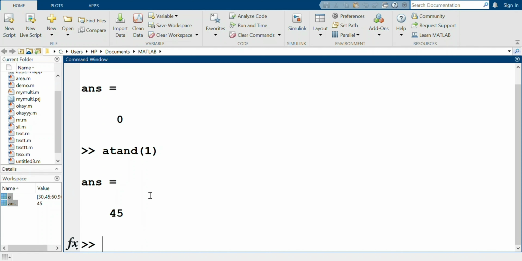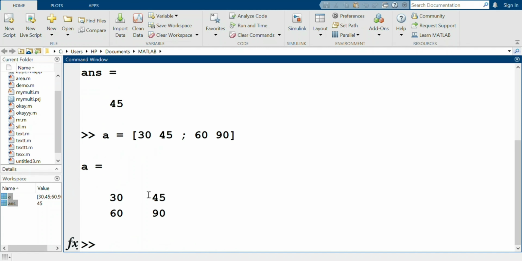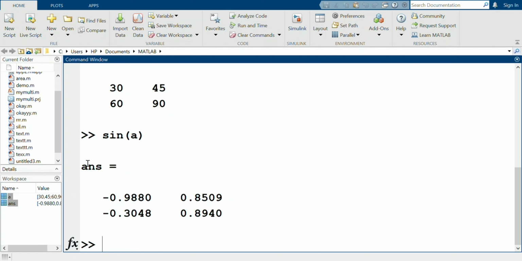So now let's try to apply these functions on a matrix as example. Let's define the matrix A equals 30, 45, and 60 and 90. Close it, enter. So when you want to apply these functions in a matrix, you will do the same thing. Now you want to find the sine of the whole matrix. So it'll be like sine of A, and MATLAB will give you the answer as a matrix. So sine of 30 is this, sine of 90 is this, and the same thing with the other elements.